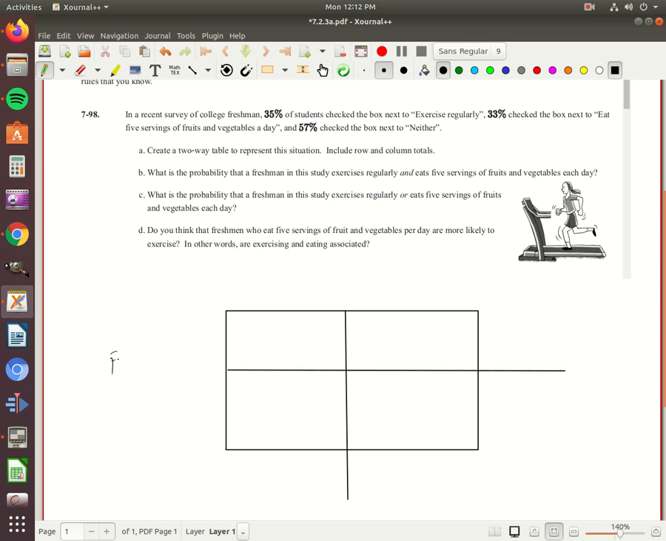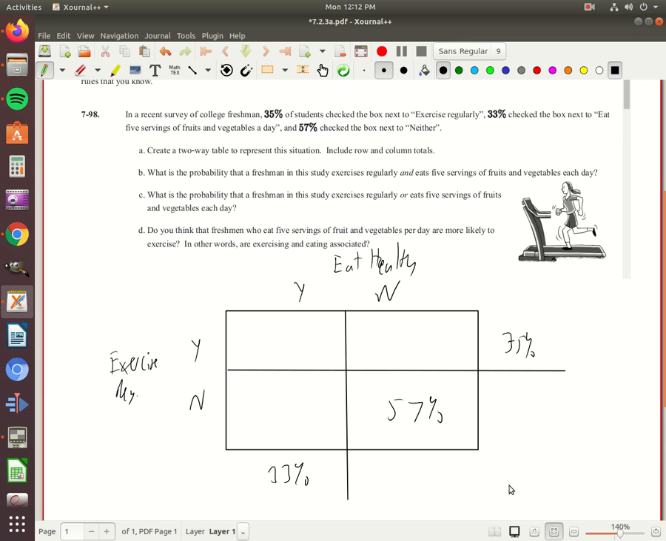Exercise regularly. It's either going to be yes or no. And then it's eat fruits and vegetables. We'll just say eat healthy. Yes and no. So it says 35% of the students check next to exercise regularly. It doesn't say whether or not they eat healthy, though. 33% said that they eat healthy, but it doesn't say whether or not they exercise, so that's got to be a total. 57% said neither, so that's going to go in the middle. They neither eat healthy nor exercise regularly.